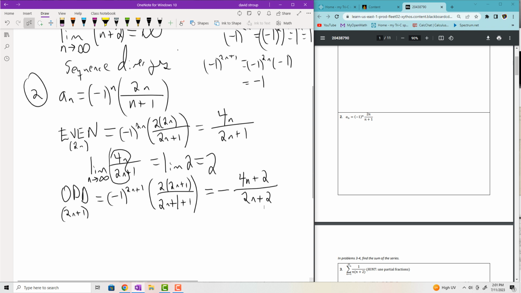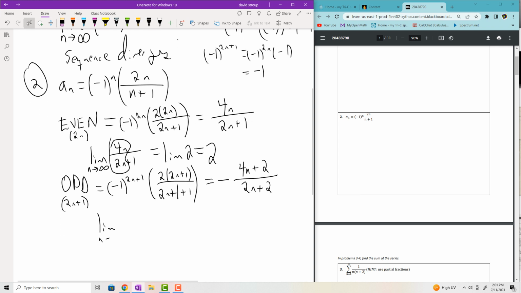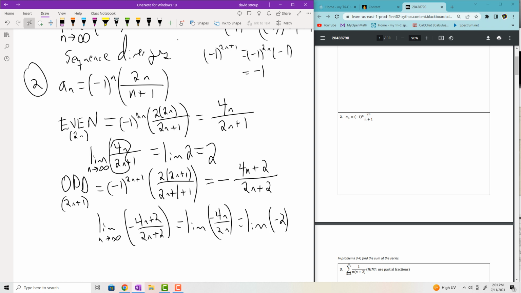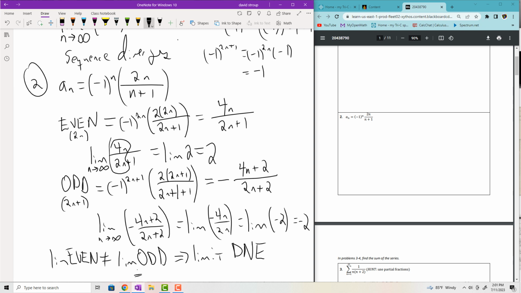So taking the limit, in this case, the limit as n goes to infinity of this expression, 4n plus 2 all over 2n plus 2, you take the ratio of the high degree terms. There's a negative out in front, so you have to be a little careful. -4n over 2n. This would be then the limit of -2, so -2. At the end of the day, the limit of the even terms does not equal the limit of the odd terms, so therefore the limit does not exist. And therefore it's divergent. Okay?